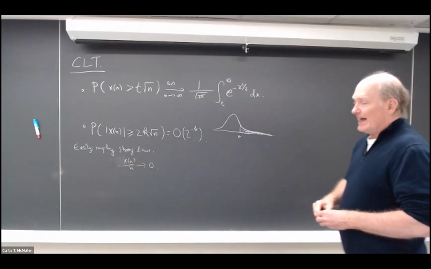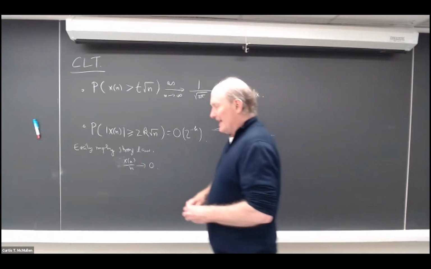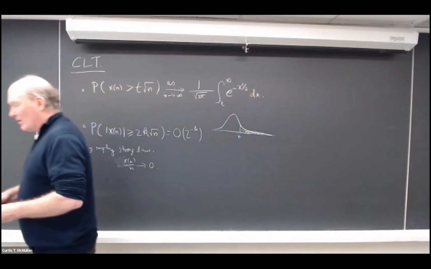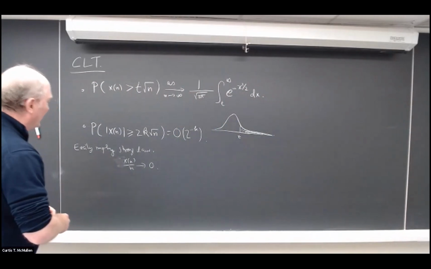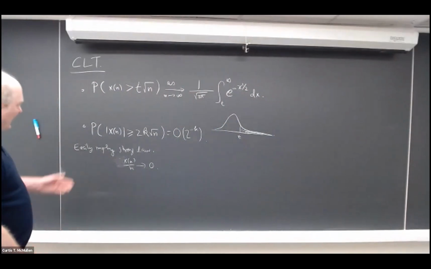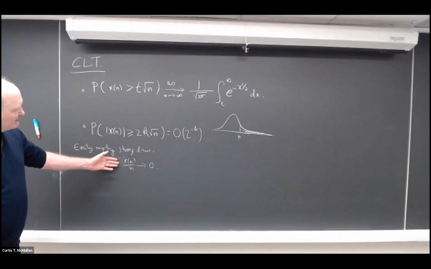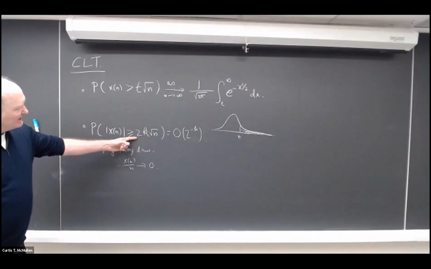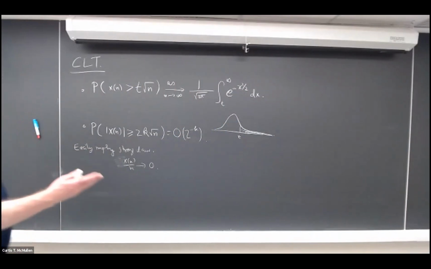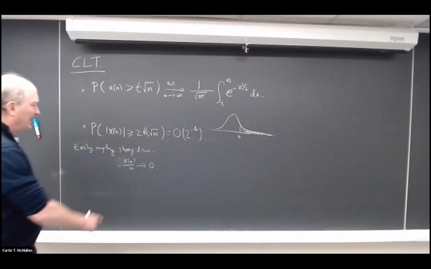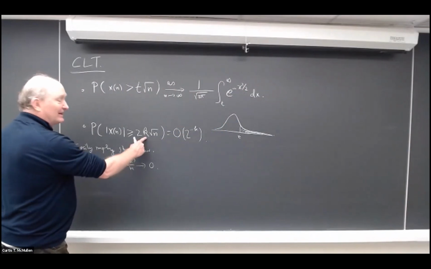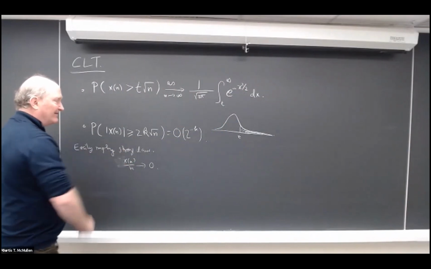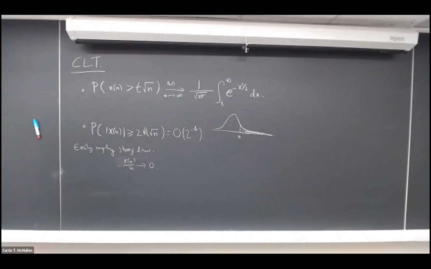It says that as you walk along an individual random walk, this ratio x of n over n tends to 0. And of course, it's not hard to believe because it's very unlikely that you're more than k standard deviations away from the origin. And for x n over n to be large, you would have to be like square root of n standard deviations away from the origin.